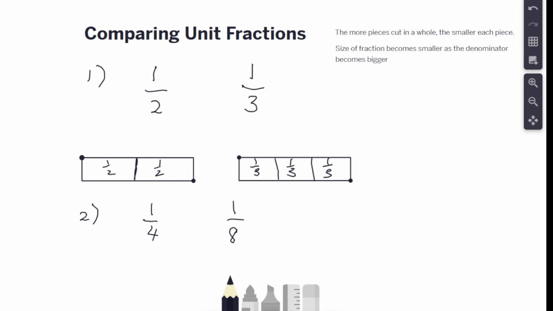So when you compare half and a third, it's very obvious that half is bigger than a third. Why? Because the denominator tells us half is cut from a whole that has fewer pieces than a third, which is cut from a whole that has more pieces. The more you cut, the smaller each piece. So we can say half is bigger than a third.